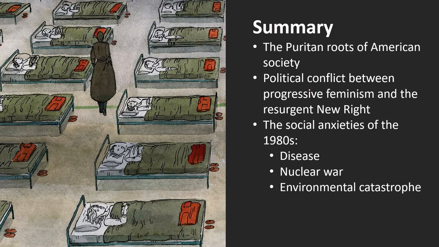Okay, so that's quite a lot of information. You could always pause the video and catch up, but here's a quick summary of some of the points covered. We looked at the Puritan roots of American society and how possibly some of those powerful religious forces in society are reflected in this conflict between progressive feminism and the resurgent New Right. And we've also covered some of those social anxieties of the 1980s, such as anxieties about disease through the AIDS crisis, nuclear war and the ideological clash of superpowers, and the potential for environmental catastrophe. That's all for this video lesson.